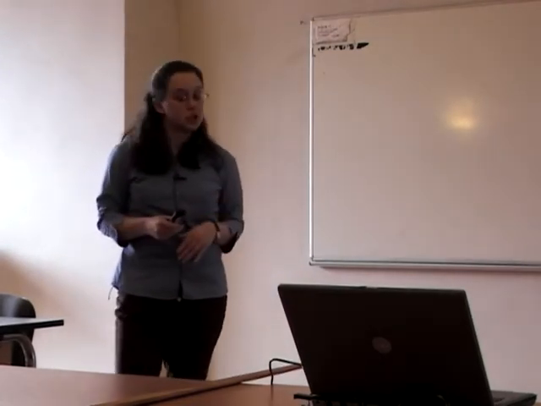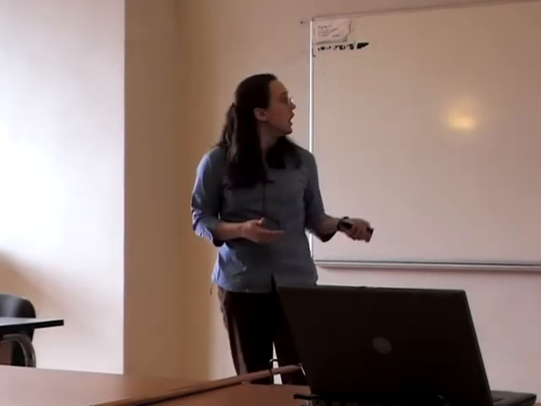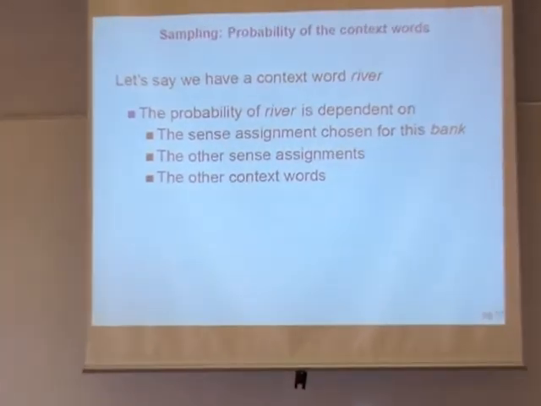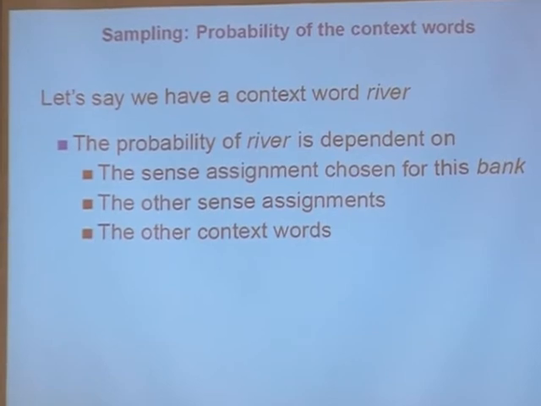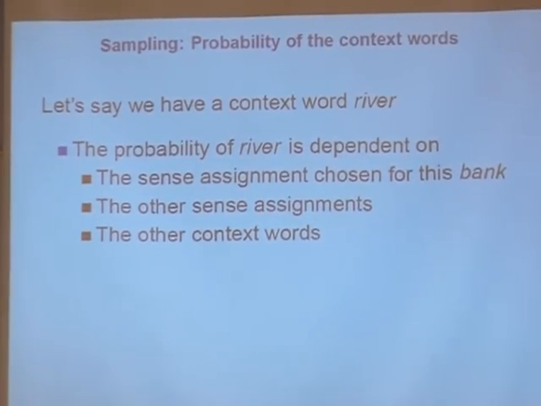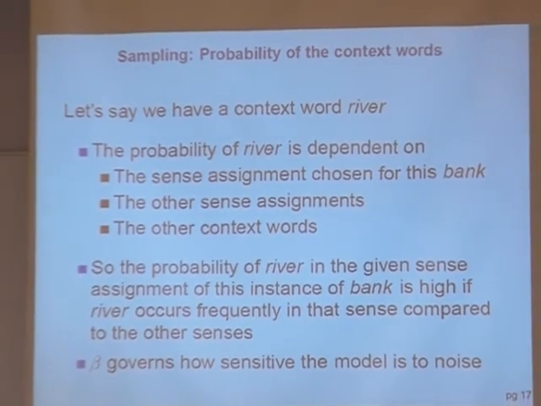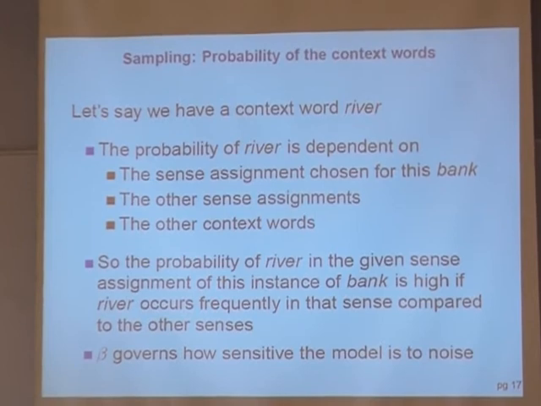And so remember, the probability of D is a combination of the probability of the sense and the probability of the context words. So if we have a context word, river, river is dependent on the sense assignment we just chose for this instance of bank. So if you pick financial bank, the probability of river is lower because, presumably, there aren't a lot of overlaps between this word. So, sorry, it's dependent on the other sense assignments. So we have all the senses still assigned except the one we've taken out, and all of the other context words. So the probability of river in this sense we're just about to assign is high if river is common in the sense we've chosen for it.